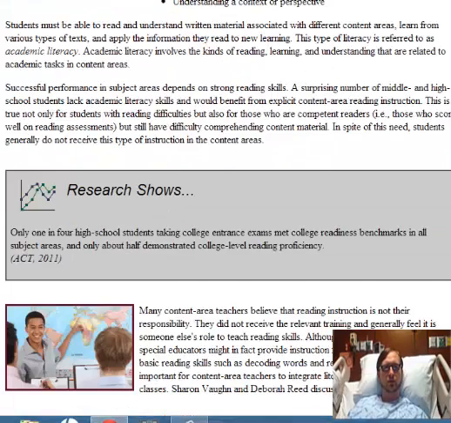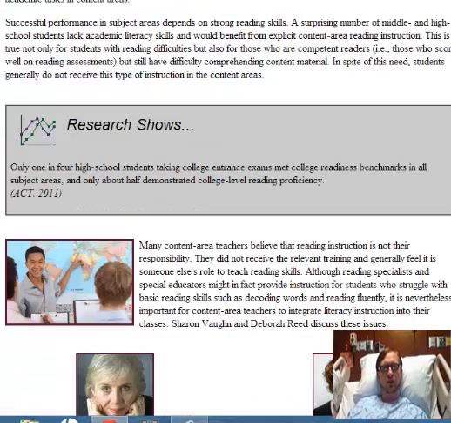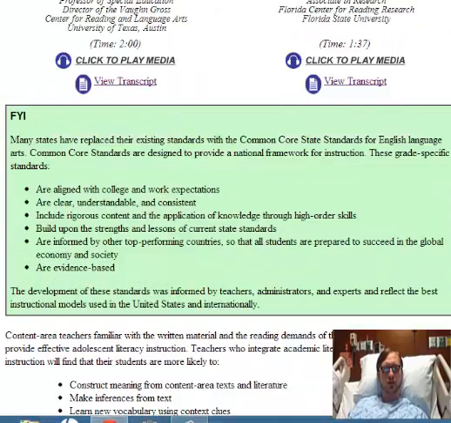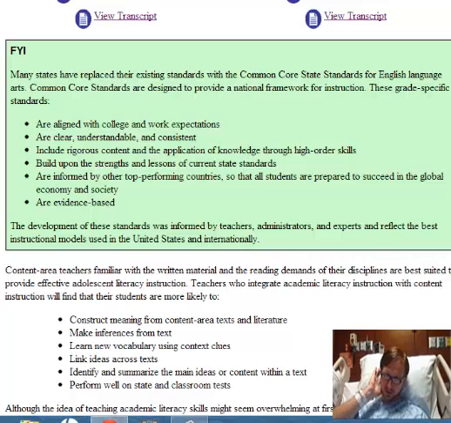We have to be able to hold the conceptual knowledge and apply it in that area and use it for problem solving. The statistic here says that only 1 in 4 high school students taking college entrance exams met college readiness benchmarks in all subject areas, with only half demonstrating reading proficiency at the college level. And this is an issue because if the idea of literacy is the ability to navigate ideas, then without literacy in the content areas, we can't navigate the ideas of our content effectively.